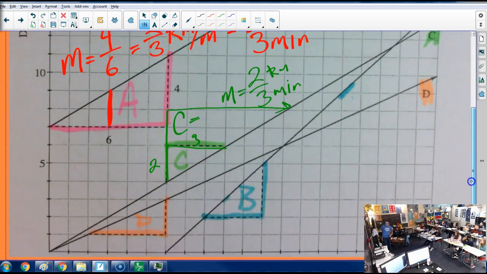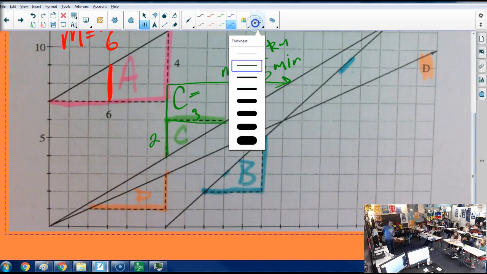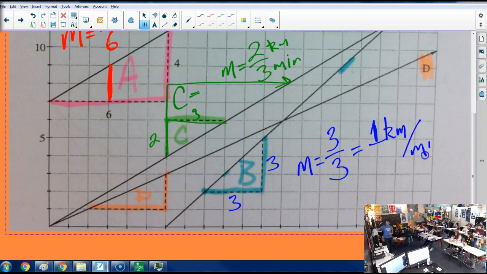Henry, what about B that we have here in blue? It is actually a 1-to-1 ratio. How do you know that? If you look, the growth triangle has 3y and 3x. So what's that really mean in terms of this situation? Like, what's our speed? 1 kilometer every minute. Oh, that's nice and easy. We can go 1 kilometer every minute. Perfect. 1-to-1. 1 kilometer, 1 minute. Hazel, your card is next. What about D, our orange one up here?